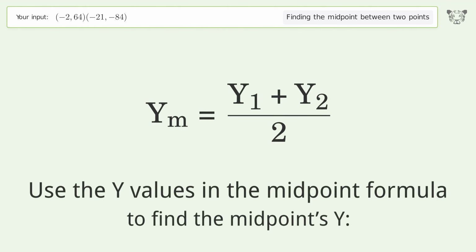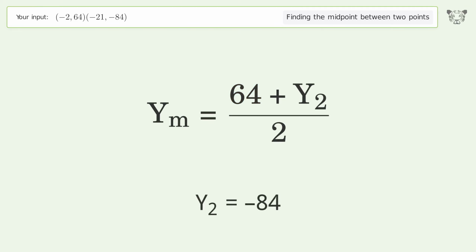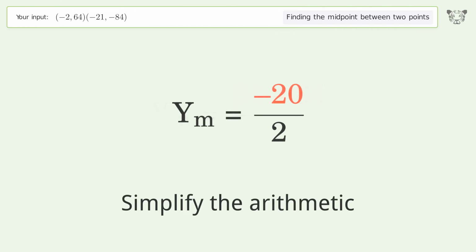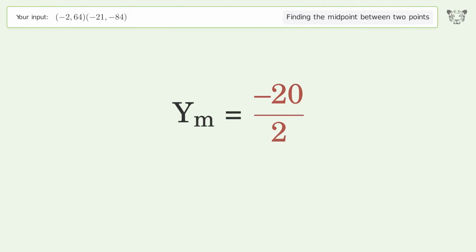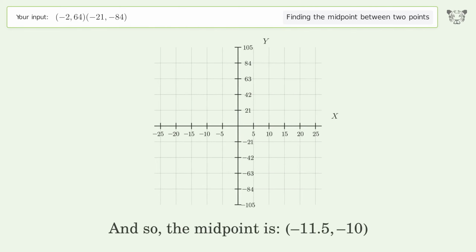Use the y values in the midpoint formula to find the midpoint's y. y1 equals 64. y2 equals -84. Simplify the arithmetic. And so, the midpoint is -11.5, -10.